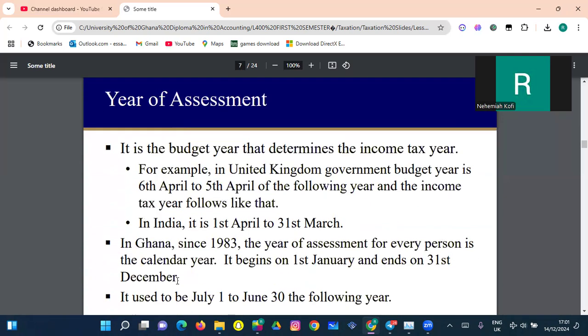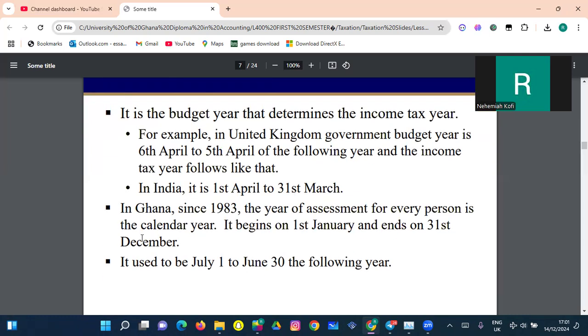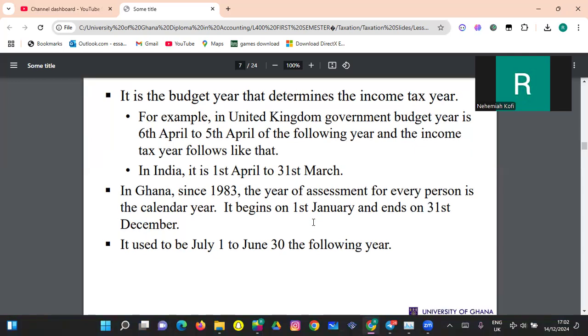So it is the budget year that determines the income tax year. So, for example, in UK, the government budget year is from 6th April to 5th April the next year. India is from 1st April to 31st March in the next year. And then in Ghana, since 1983, the year of assessment of every person is the calendar year. So initially it was having a different date, but from the year 1983 up to today, it is the government calendar year, which is from 1st January to 31st December each and every year.